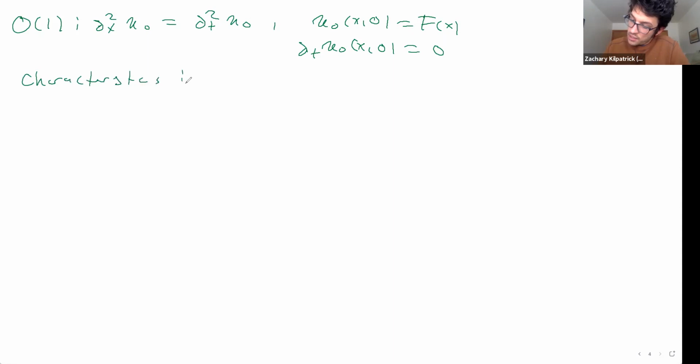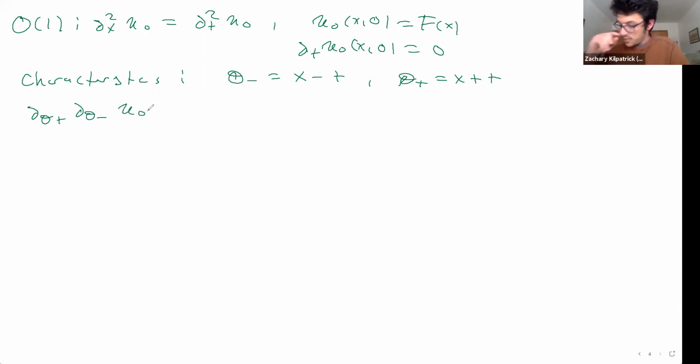I'm going to notice that this problem, of course, has characteristics, so I can perform a change of variables. Theta minus equals x minus t, and theta plus equals x plus t. Okay. So then d theta plus d theta minus of u0 in this case is equal to 0. Okay, if I work through the change of variables there.